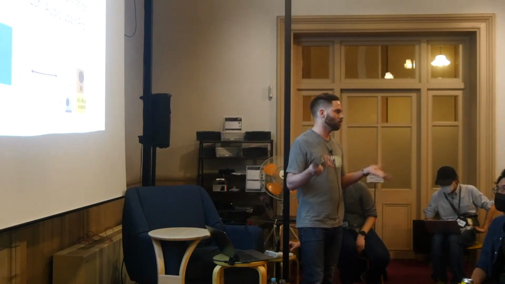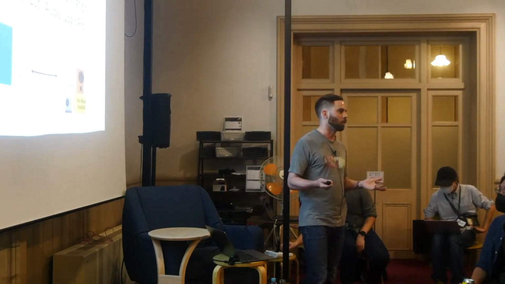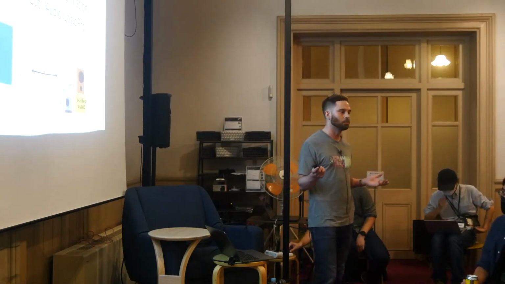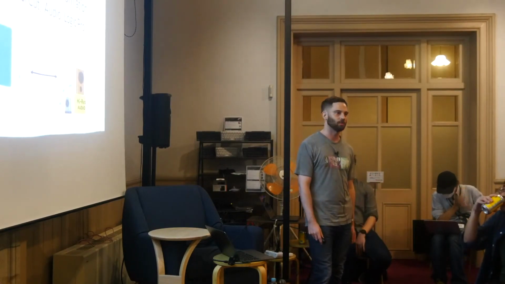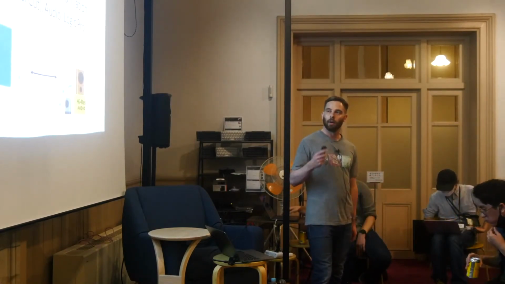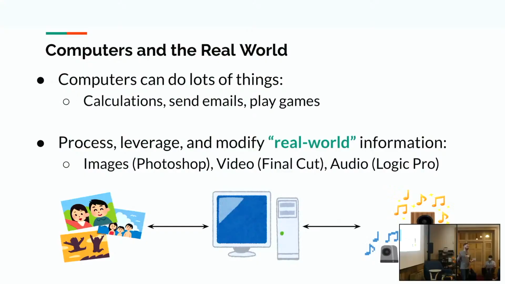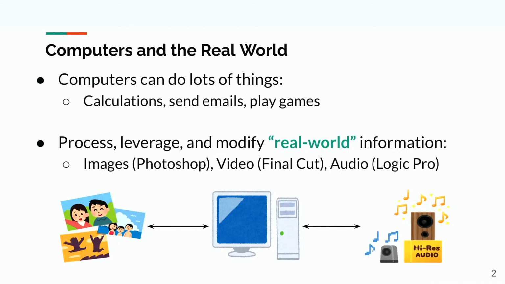So first, what do we mean when we talk about computers in the real world? Well, computers, as you know, can do lots of things. They can do calculations, send emails, even play games. But in this case, I'm talking about the capacity to process, leverage, or modify real-world information. So, for example, if you have images, you can use Photoshop and edit them. If it's video, you can use Final Cut, which is another computer program. Or audio, you can use Logic Pro. These are all ways that you can modify real-world information with your computer.